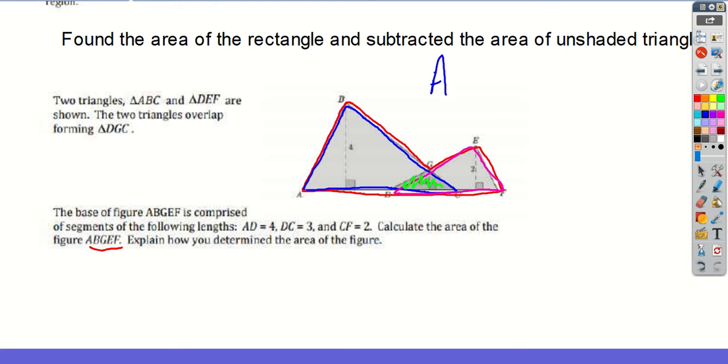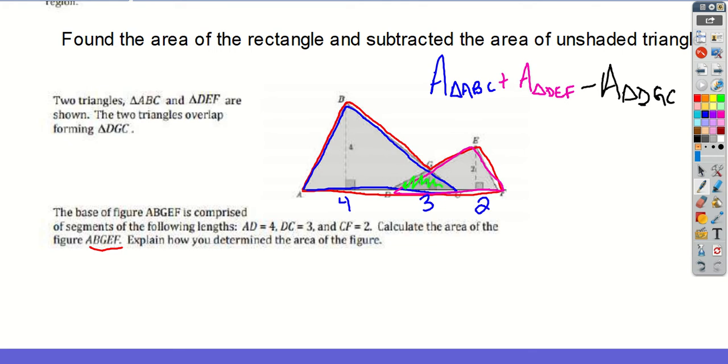So the area of triangle, we'll use the letters ABC. We're going to add to it the area of triangle DEF. And because we'll have counted a section 2 times, we need to subtract away the area of the middle triangle. We'll call that DGC. All right? Pretty sure those are what the letters are. That's it. So we already know the distance from A to D is 4, D to C is 3, and CF is 2.